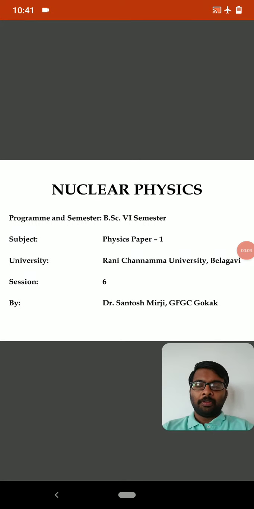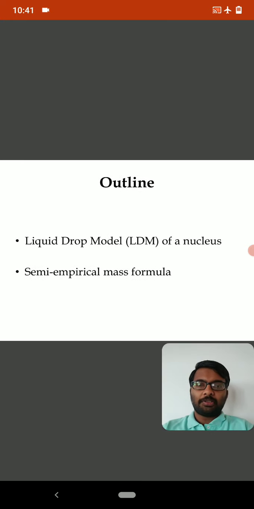Hello dear students, in continuation with our discussion of the previous session, in this session we will try to understand the various aspects of the binding energy property of the nucleus. In our previous session we had a discussion on the liquid drop model of a nucleus and how this model has been used to calculate the binding energy of the nucleus, which is one of the important properties of the nucleus. Then one of the scientists, named Weizsäcker, developed the formula called the semi-empirical mass formula, and this formula is used to calculate the binding energy.